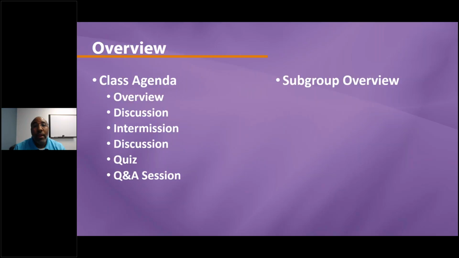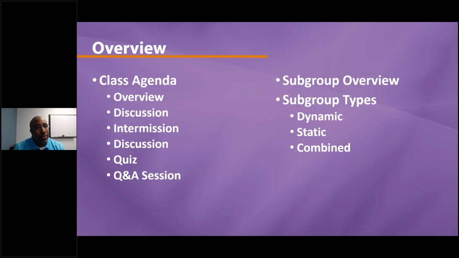Let's go through our class overview. We're going to start out with talking about subgroups. We'll describe what subgroups are and go through the different types of subgroups. We'll start out with dynamic and show you how to use dynamic subgroups. We'll also talk about static, and combined subgroups as well. There are only 3 types, so we're going to make sure to cover all 3 of them.